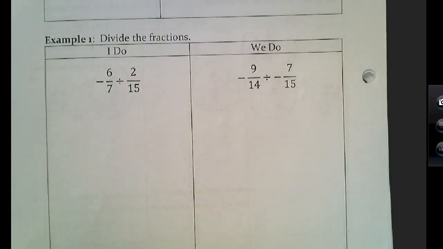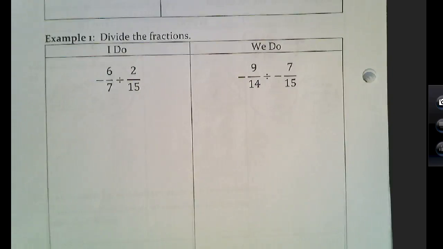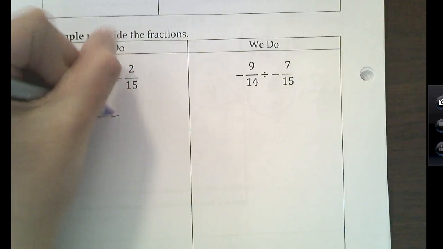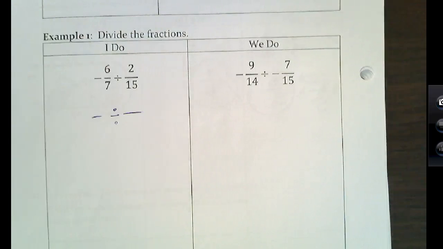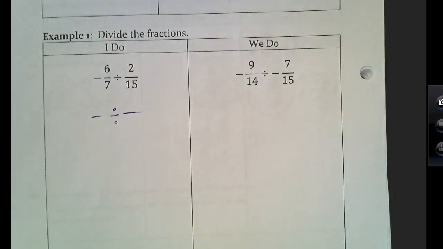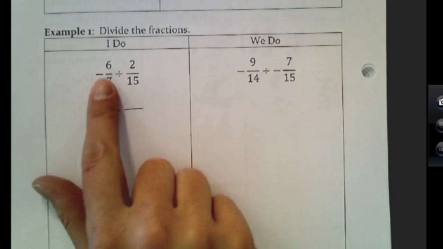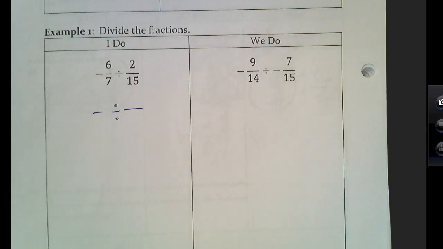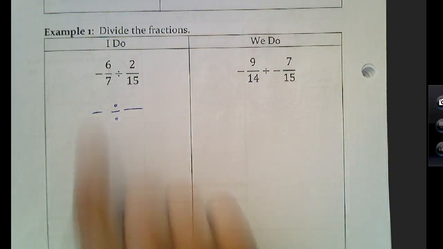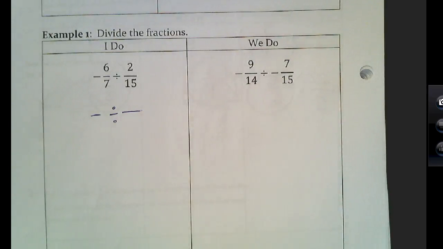Who can raise their hand and remind me, where should you put the negative? Anytime you have a fraction, and your fraction deals with a negative. Actually, even better. Give me a thumbs up if you think the negative should go in the numerator, and a thumbs down if you think it should go in the denominator. Where should that negative go? It's got to go in either the numerator or denominator. I don't want it in front anymore.